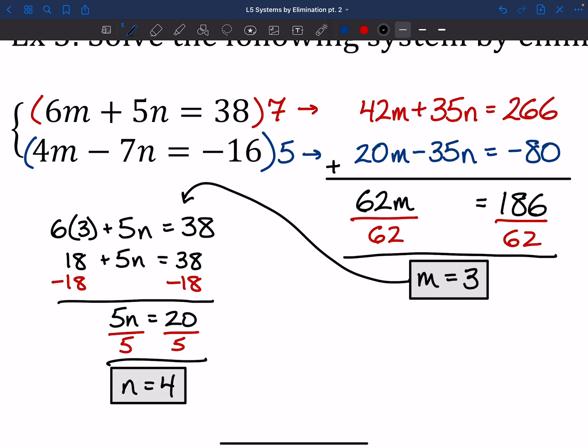Right. So again, if you ended up with n equals 4 and m equals 3, awesome job, right? These problems are not particularly easy, right? If you're able to get through these, especially trying them on your own, that's awesome, right? So that's the end of this one.